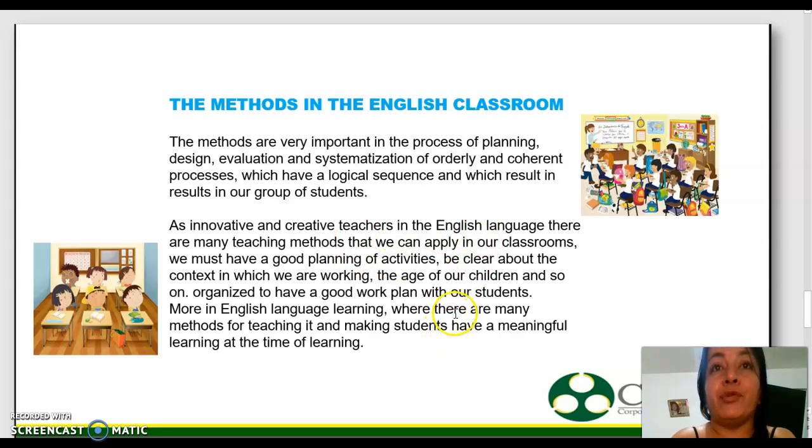The methods in the English classroom. The methods are very important in the process of planning, design, evaluation, and systematization in a daily and coherent process, which has a logical sequence and which results in good learning for the student. As an active and creative teacher of the English language, there are many teaching methods that we can apply in our classroom. We must have good planning of activities, be clear about the context we are working in, and organize it to have a good work plan for your students. More so in English language learning, where there are many methods for teaching to give students meaningful learning.